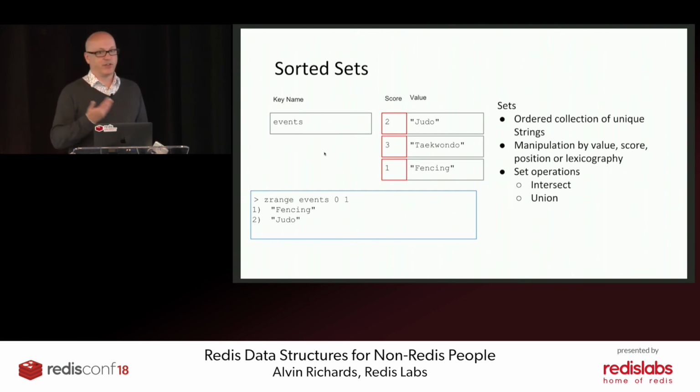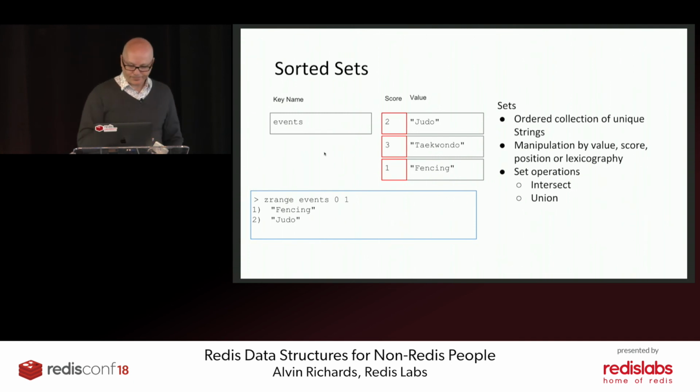And all a score is, is a floating point number. So you specify the value you want to store and the floating point number, and that floating point number governs the order of the elements in that set. So let's pick a really simple example of how you would use that.